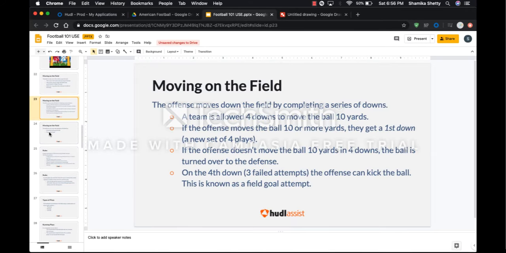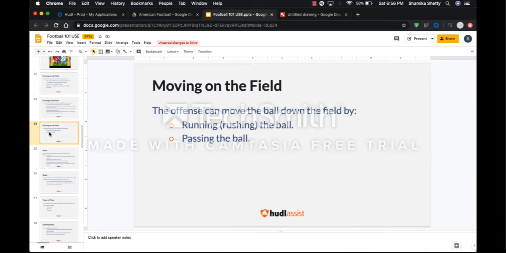Let's move ahead. Okay, so there are ways of moving on the field. The offense can take the ball down the field in two ways, that is running or passing. You can either take the ball and run across the field towards their end zone, or if you have the ball and you have defensive players around you, you can pass the ball to another team member. If they are a little closer to their end zone, you pass the ball to them, they catch it, and then they run towards the end zone to complete your goal. So there are two ways, running and passing.